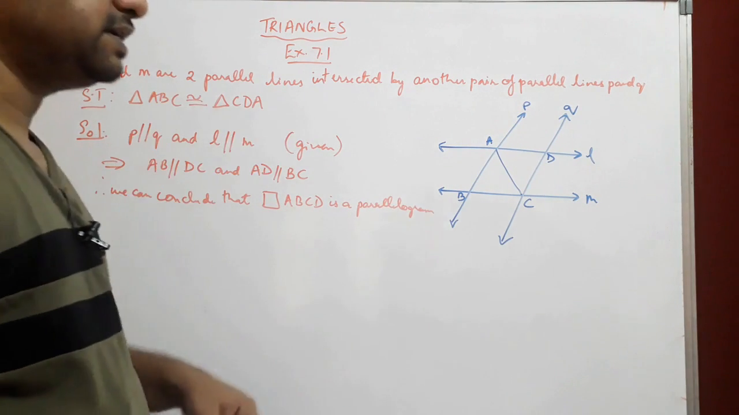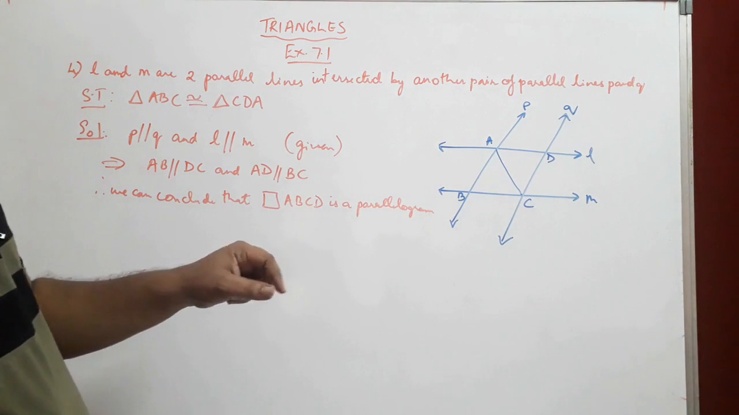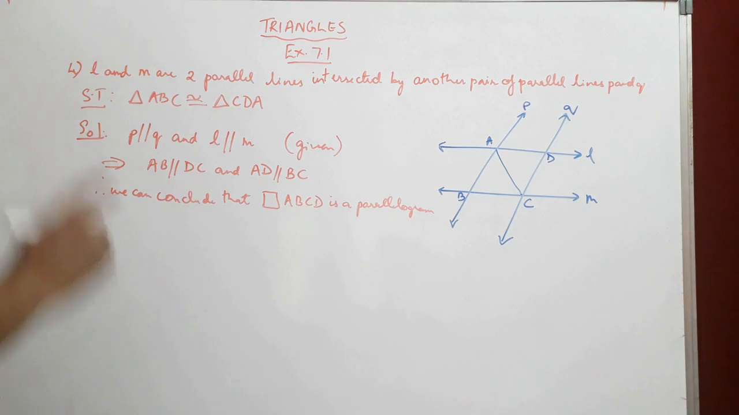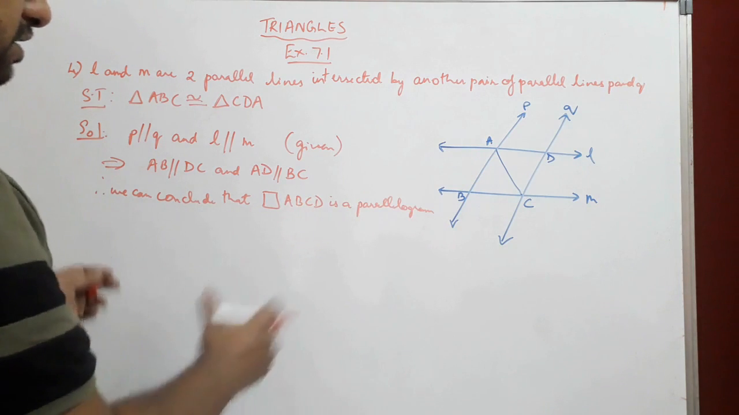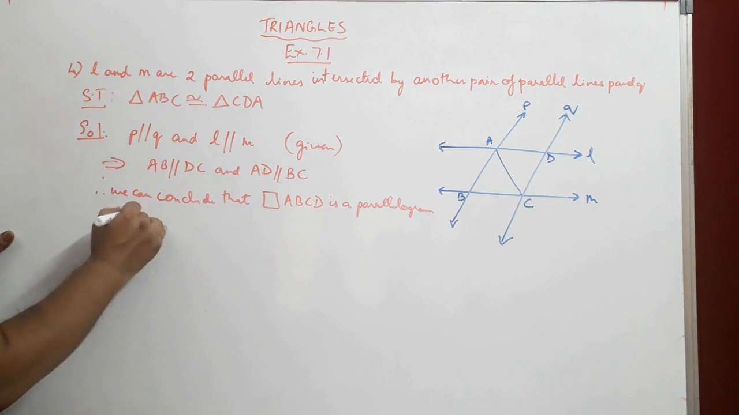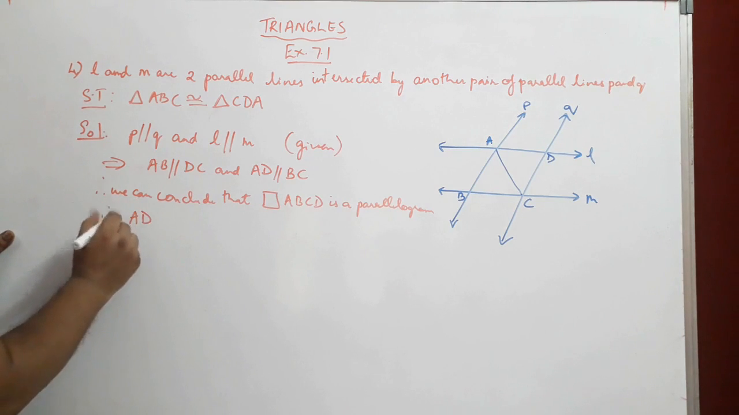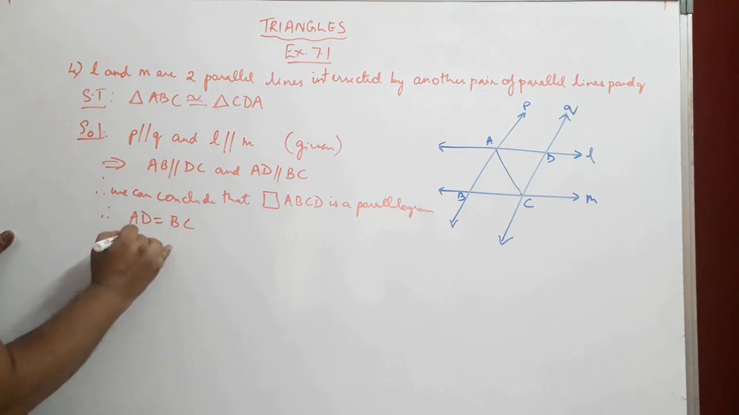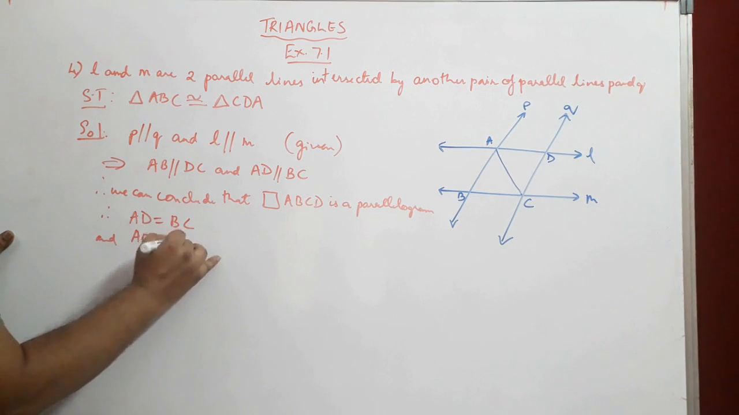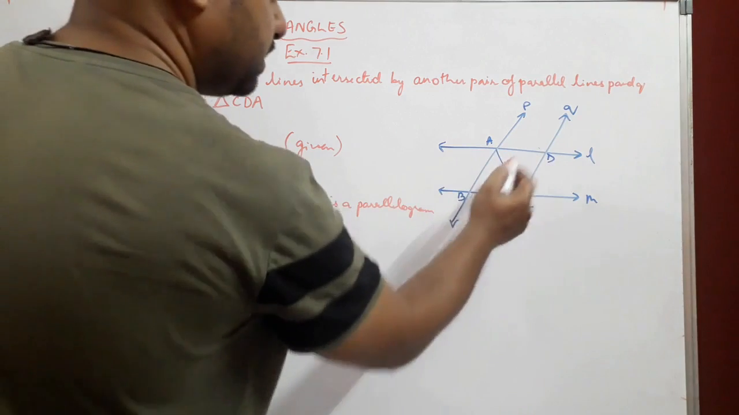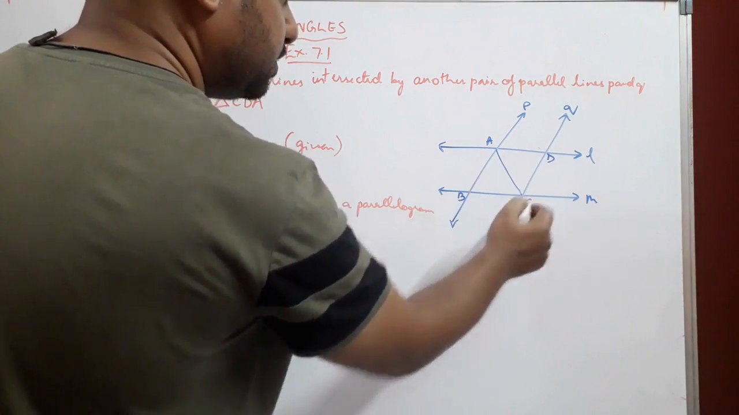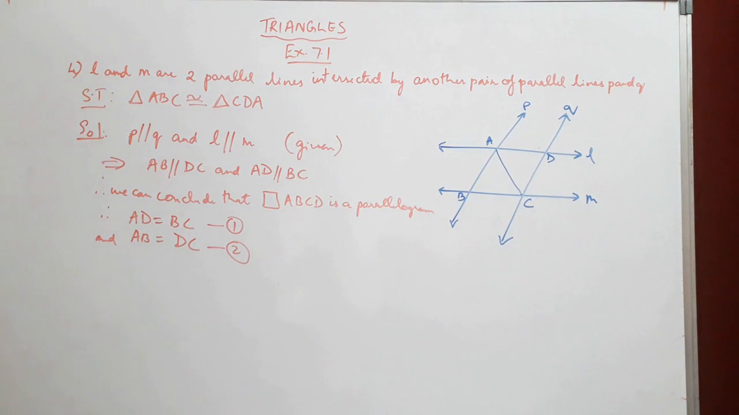What does a parallelogram property say? That the opposite sides of a parallelogram are parallel to each other, but apart from that, they are also equal. So if it is a parallelogram, we can also conclude that AD is equal to BC and AB is equal to DC. We can say 1 and 2: AD is equal to BC and AB is equal to DC. Now we'll go to the two triangles that we need to prove congruent.